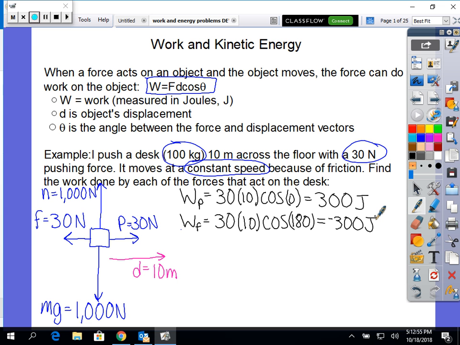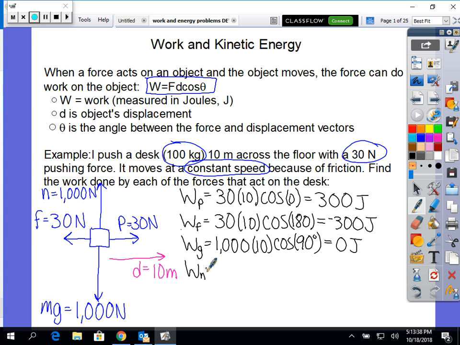So we also have the work done by gravity. That's 1,000 newtons times 10 meters times cosine. Now if we look at the direction, it's moving to the right, but gravity is pointing downwards, so the angle here is 90 degrees. Cosine of 90 is 0, so this is going to be 0 joules. What that says is if the motion is perpendicular to the direction of the force, that force is doing no work. Same thing happens with the normal force.